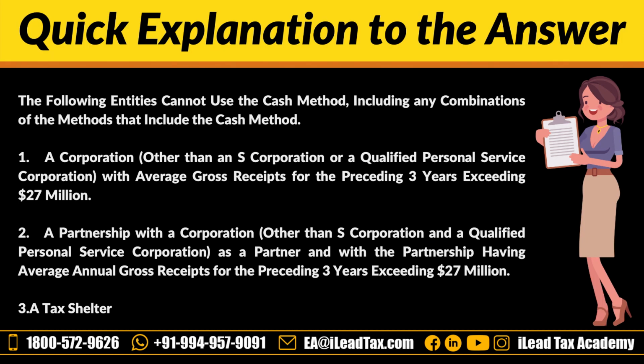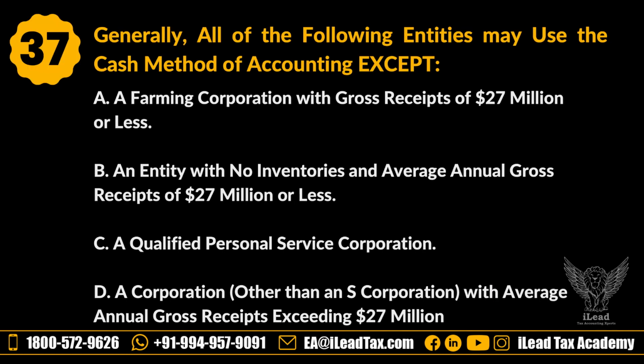So here option D is incorrect because corporations with average annual gross receipts exceeding 27 million are generally not allowed to use the cash method of accounting, because it is crossing the threshold limit. So they are required to use the accrual method. The other three options are below the threshold limit of 27 million, so they can use the cash method of accounting to report their income and expenses. So option D cannot use the cash method.